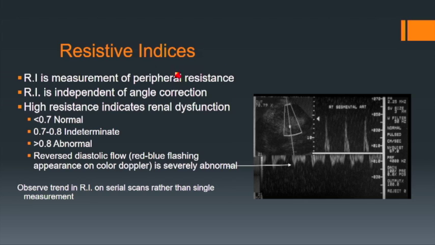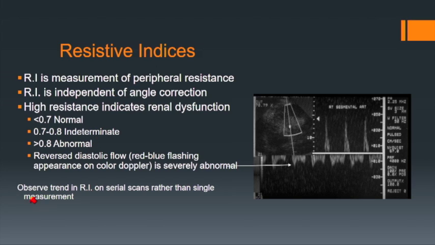So a couple of words about the resistive index. The resistive index is a measurement of peripheral resistance within the renal artery bed. It is independent of angle correction. And high resistance indicates renal dysfunction. A normal resistive index is less than 0.7. Between 0.7 and 0.8, it's indeterminate. And above 0.8, it's abnormal. These are not hard and fast numbers. This is a kind of soft categorization.